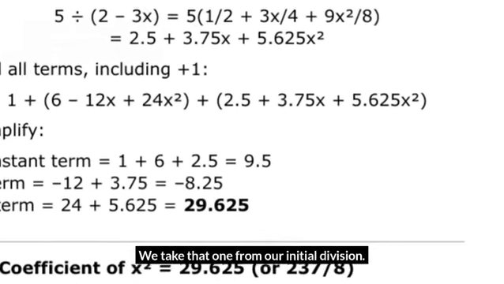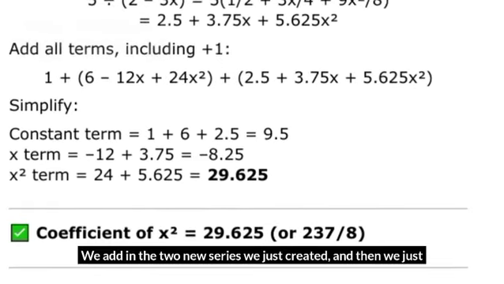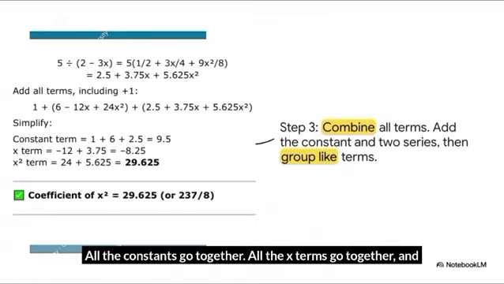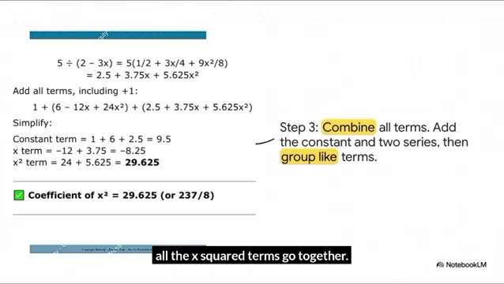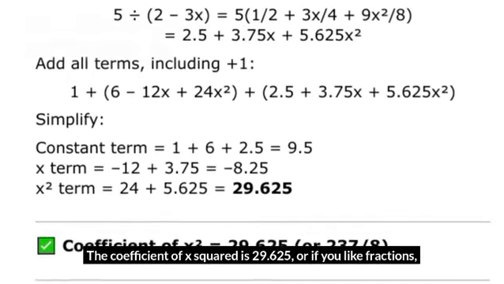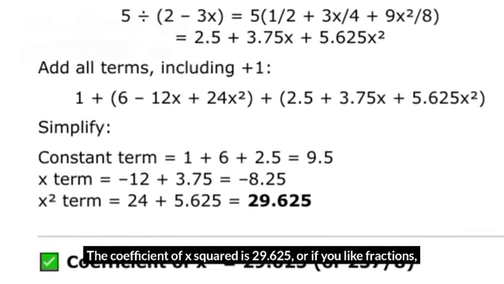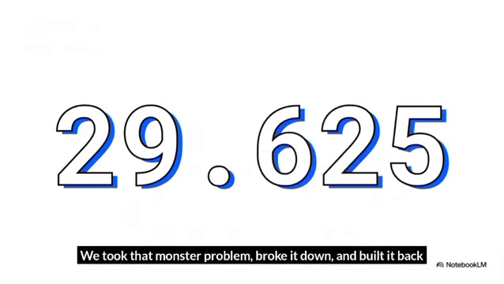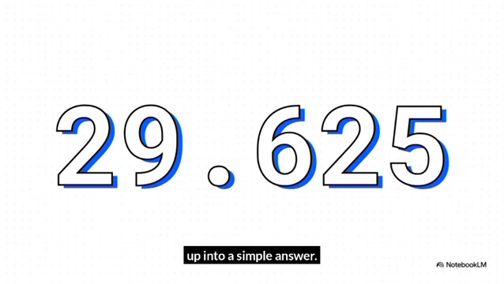And for the grand finale, we just put it all back together. We take that 1 from our initial division, we add in the 2 new series we just created, and then we just group up all the like terms. All the constants go together, all the x terms go together, and all the x squared terms go together. And there it is. The coefficient of x squared is 29.625, or if you like fractions, 237 over 8. We did it. We took that monster problem, broke it down, and built it back up into a simple answer.